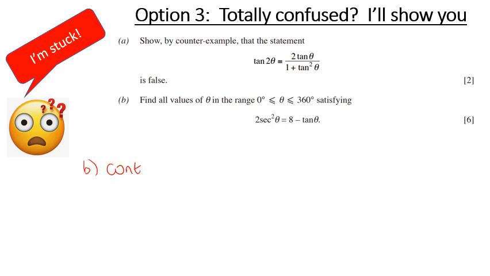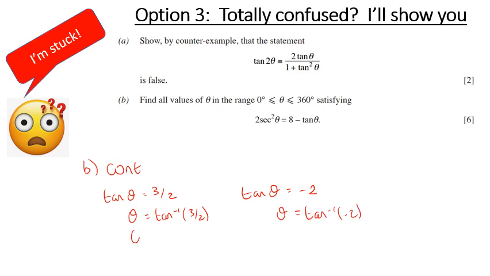So I'm just carrying on with question B. On the last slide I had tan theta equals 3 over 2, or tan theta equals minus 2. So now on the calculator, I'm going to do the inverse tan of each of these to get some answers. Make sure you're in the right mode. This question is in degrees, so I'm in degree mode. I'm going to do shift tan of 3 over 2, and that gives me 56.31. I've rounded there to 2 decimal places.